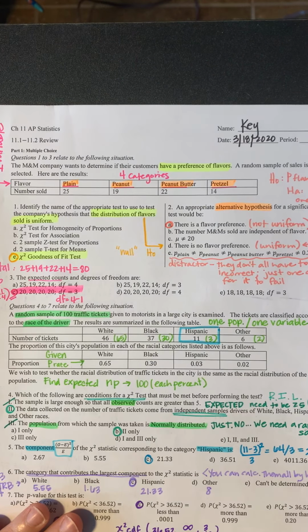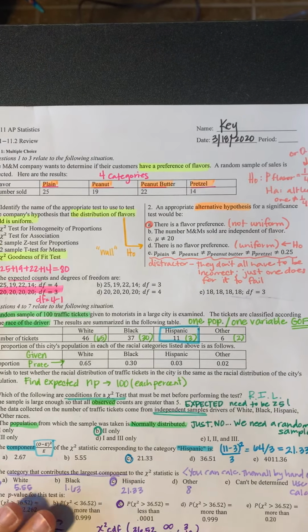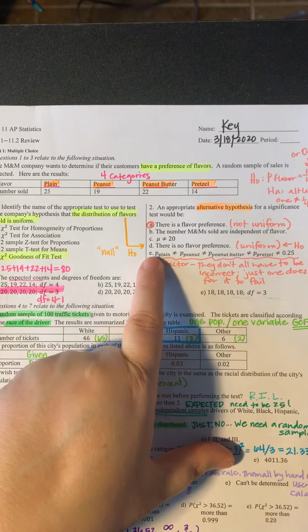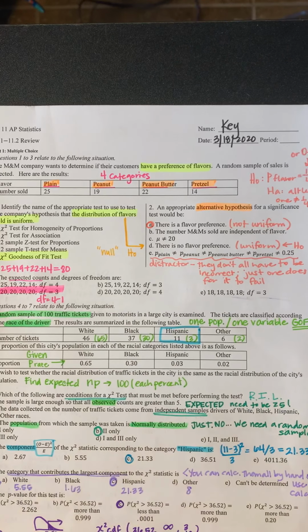Okay, so the distribution of flavors being uniform would be your null hypothesis. So you see that as a distractor for number 2. There is no flavor preference is the same thing as saying that it's uniformly distributed. They're asking you about the alternative. The opposite of that would be that there is a flavor preference.